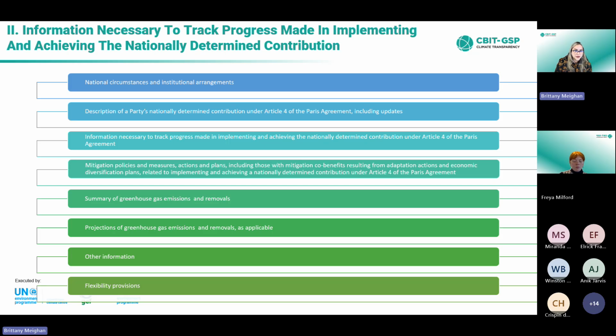You also have within this chapter a summary of your greenhouse gas emissions and removals. As most countries' NDCs have emission-related targets, this is why this is here. And then you have projections of greenhouse gas emissions and removals as applicable. So should you have projections of your GHGs that are linked to your NDC or your NDC tracking indicators, these would be included here. And then any other information, and then the flexibility provisions that you would use for this chapter.